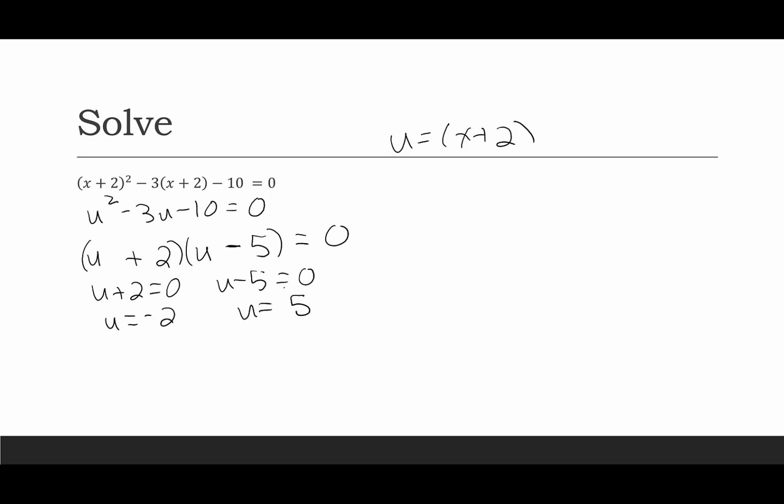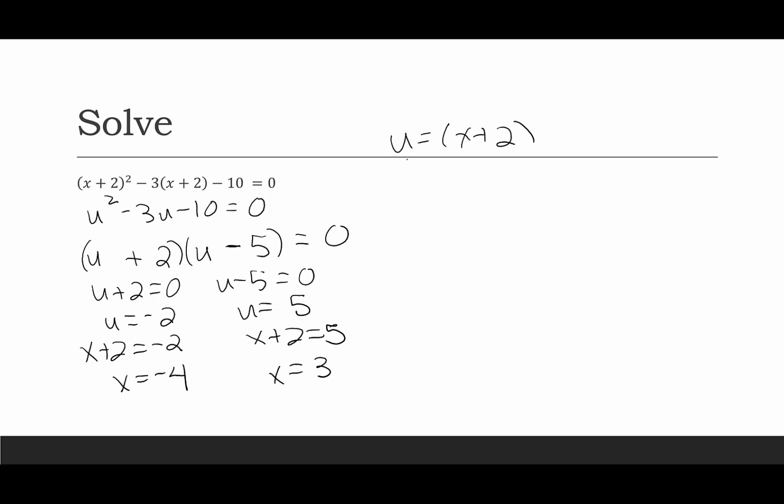The key to substitution is always remembering to go back to it. So this says x plus 2 is negative 2, which makes x negative 4. The second one, x plus 2 is 5, says x is 3.